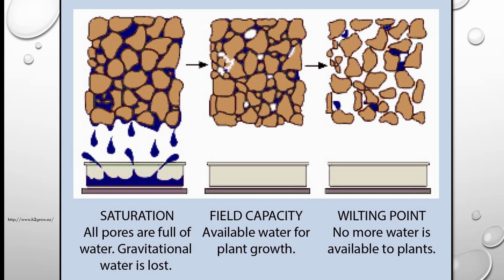So I talked about this in an earlier presentation. Here's saturation. All pores are full of water. The gravitational water is lost. Field capacity, this is the available water for plant growth. And then the wilting point, or permanent wilting point, there's no more water available to plants. I'm going to go through each one of these.